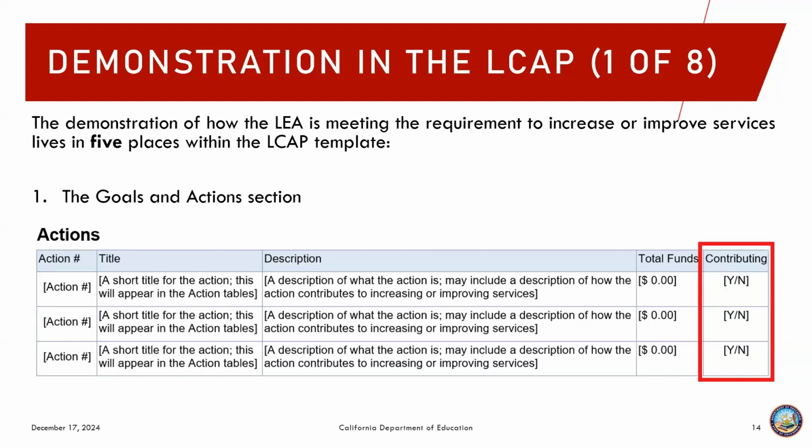So when we're talking about the demonstration for how the LEA is increasing or improving services, we start with the goals and actions section, and particularly the contributing actions column, where we're identifying those particular actions that are contributing towards increasing or improving services for our low-income, English learner, and foster youth students.